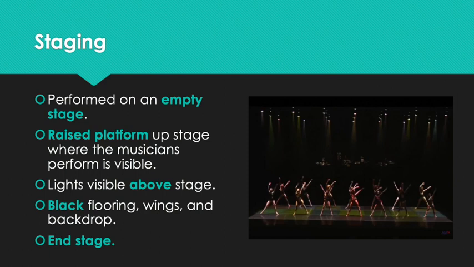Section 1 is performed on an empty stage and the raised platform where the 4 musicians perform is now visible. This is the first time that the audience sees the 4 musicians. The lights are visible above the stage, shining down onto the dancers. There is black flooring, wings and backdrop, and it is performed on an end stage. Section 1 sets the tone for the work very clearly. The audience are introduced to the lighting, formations, and movement phrases which become clear without distraction from narrative or any vocals from the dancers.